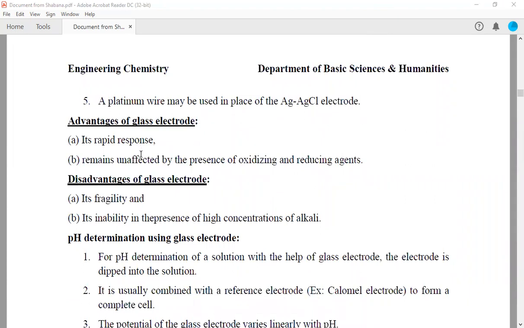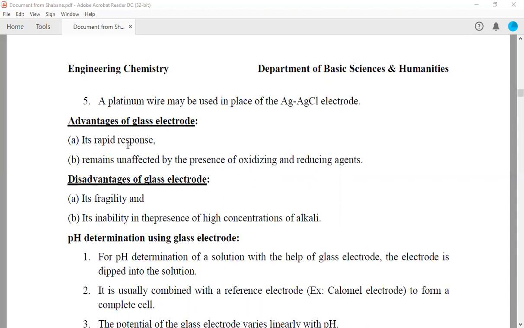Coming to the advantages of the glass electrode, it has a rapid response and it remains unaffected by the presence of oxidizing and reducing agents. This glass electrode is easy to operate and not easily poisoned. Equilibrium is rapidly reached in the glass electrode, and the results are accurate.